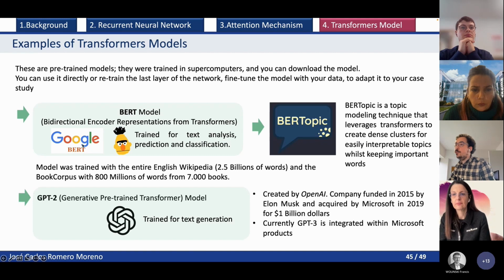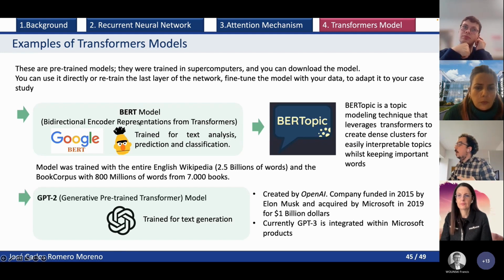The first one is free. It was developed by Google, and it's called the BERT model. It's an acronym for Bidirectional Encoder Representations from Transformers. It's a pre-trained transformer model. They already trained it on big supercomputers and published it for everyone to use. It's trained for text analysis, prediction, and classification of text.